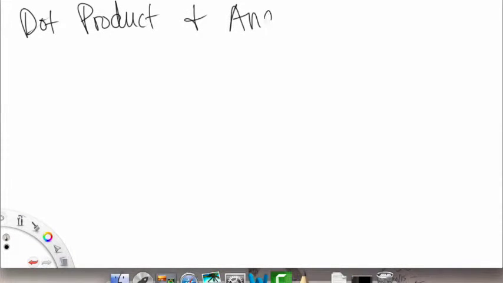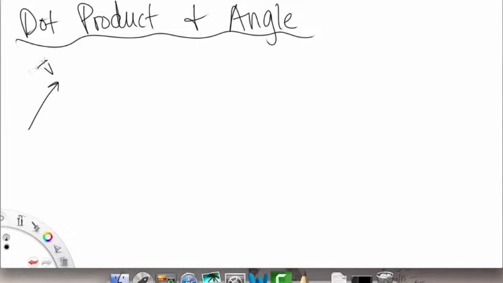Okay, so the dot product and angle. So let's get this set up here. Dot product and angle. So let's say our V looks like this. Okay, so here's V and here is W. All right. And they make a certain angle between them.